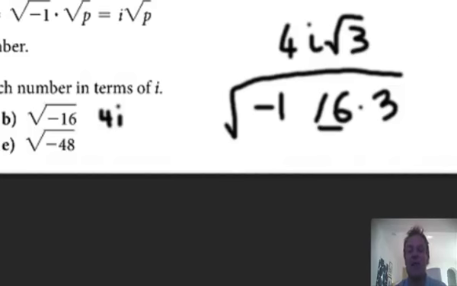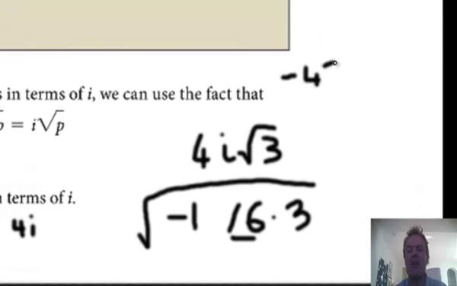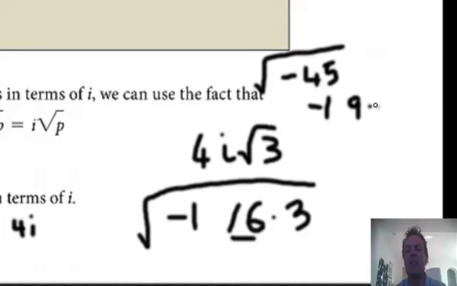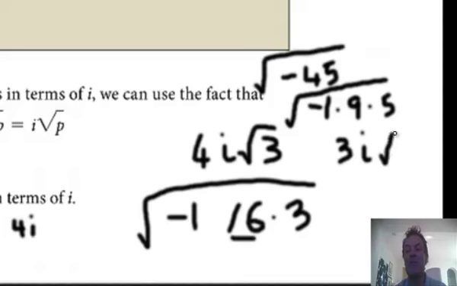Supposing I square rooted negative 45. Just another example. Then we can say we've got a negative 1, but 45 is 9 times 5 inside this square root. Again, the square root of negative 1 is i. Square root of 9 is 3. And I can't do the root 5. There you go. Just some examples.